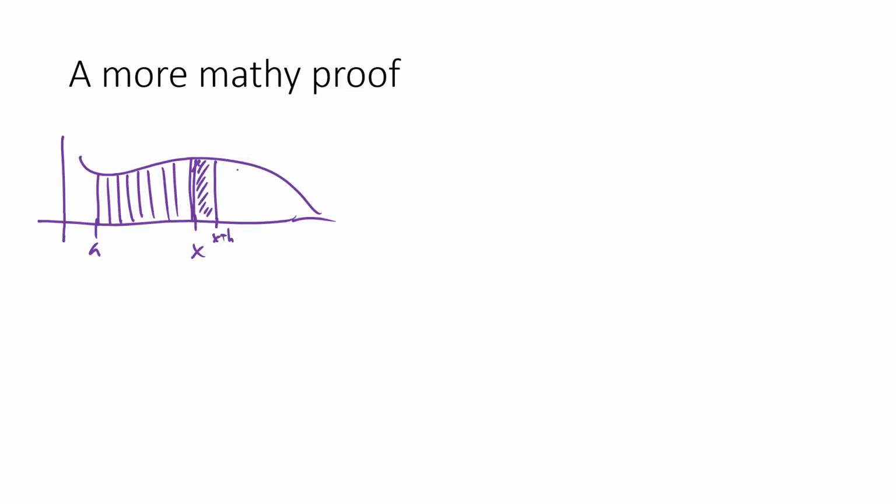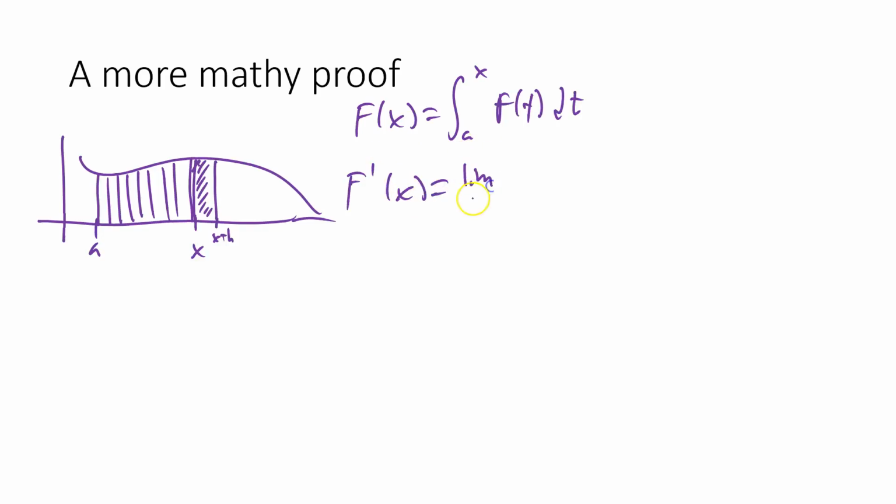So let's just use our limit definition of derivative. If capital F of x is the integral from a to x of f of t dt, then we know that f prime of x, and this is just the definition of derivative, is the limit as h goes to 0 of capital F of x plus h minus capital F of x, divided by h. That's just the limit definition of derivative.